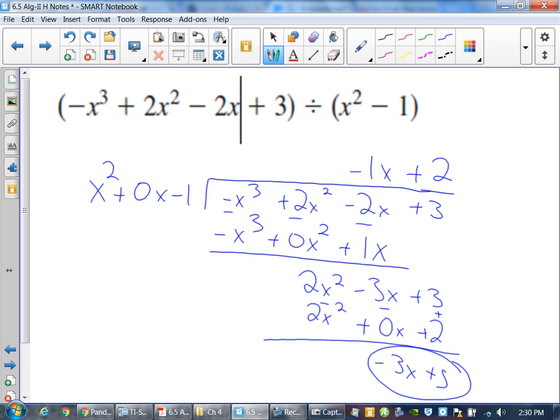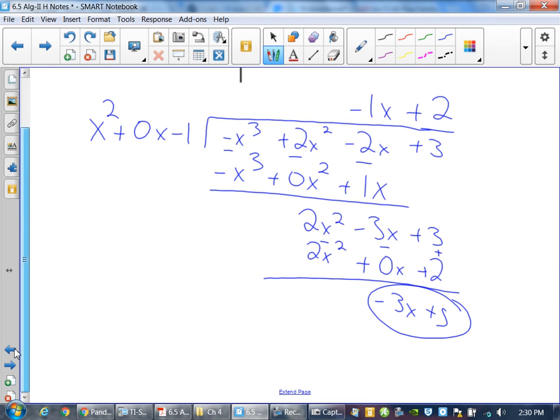Also, when you're done dividing, as soon as what you're left over with is 1 degree less than what you're dividing by, it can't work anymore. So my final answer here would be negative x plus 2 minus 3x plus 5 over x squared minus 1. And I would be done with that. We just have it as negative x. Yes. That's your answer. That's your solution.